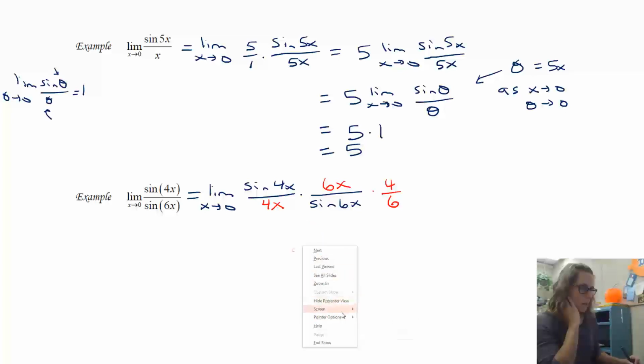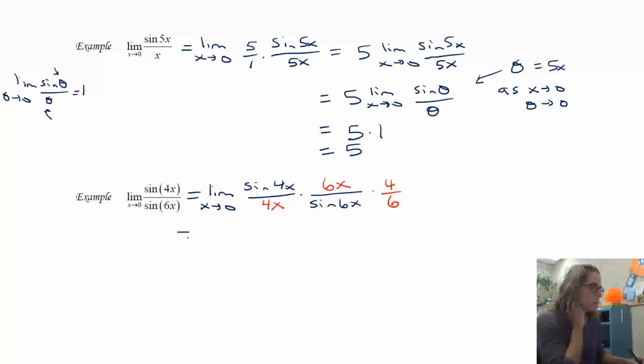So I'll come back to my normal pen color here and put it back to being the blue, just to not be too scary. So this is going to give us the limit as x goes to 0.